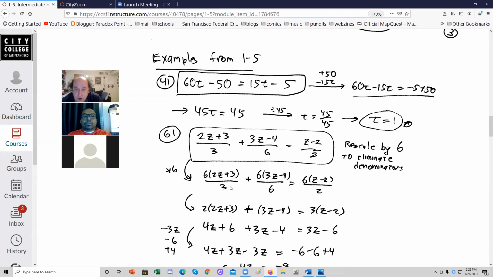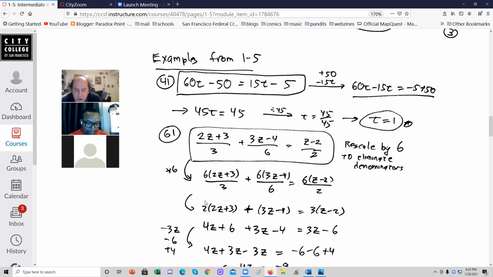6 times (2z plus 3) over 3 plus 6 times (3z minus 4) over 6 equals 6 times (z minus 2) over 2. 6 over 3 is a 2. That cancels. 6 over 6 cancels entirely. 6 over 2 is a 3. So twice 2z plus 3 plus 3z minus 4 equals 3 times z minus 2.